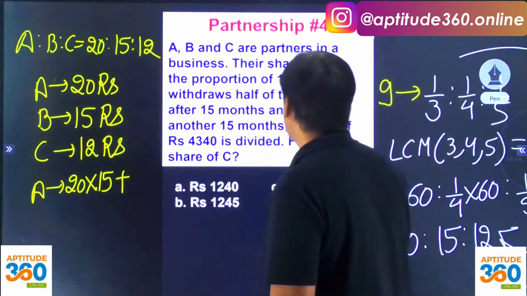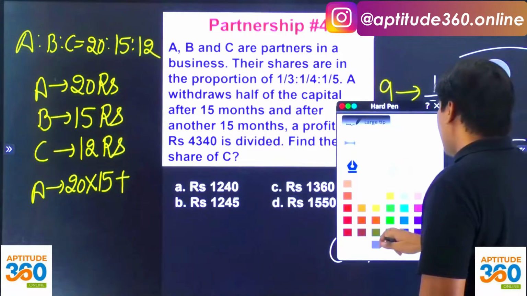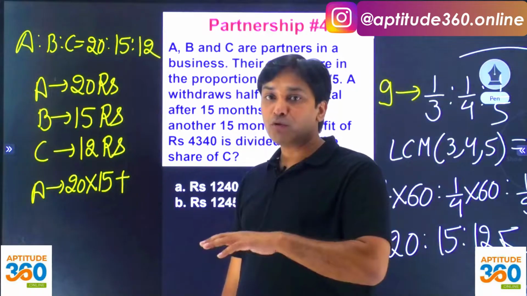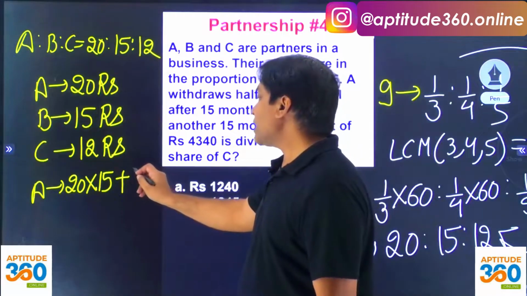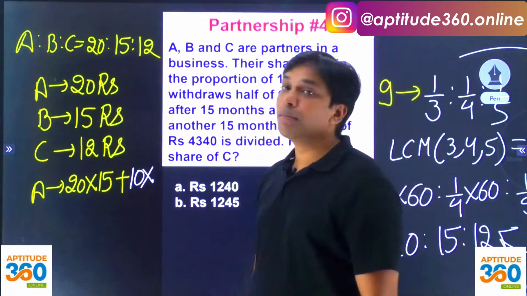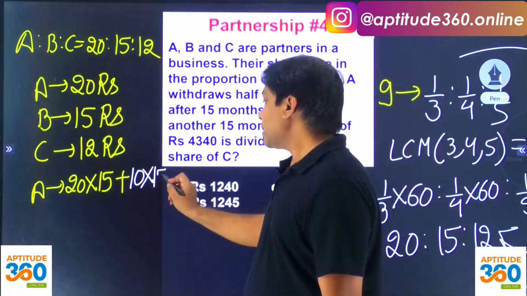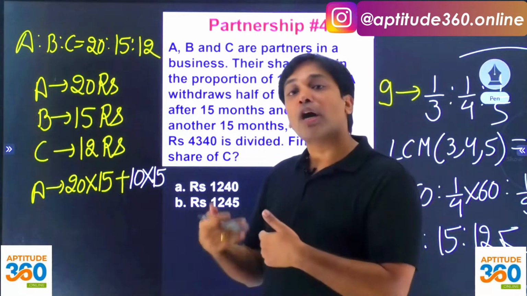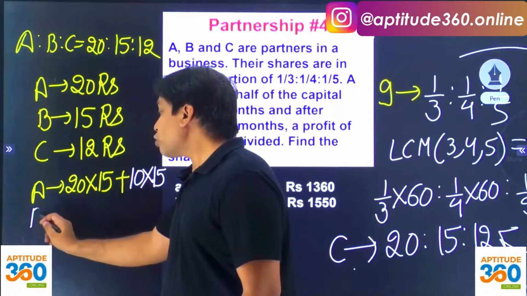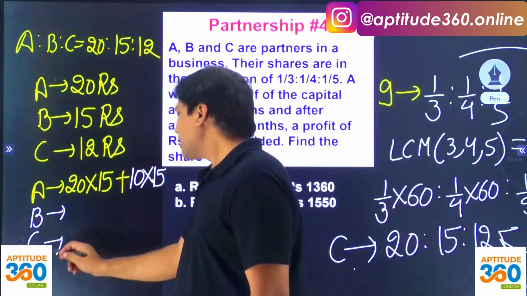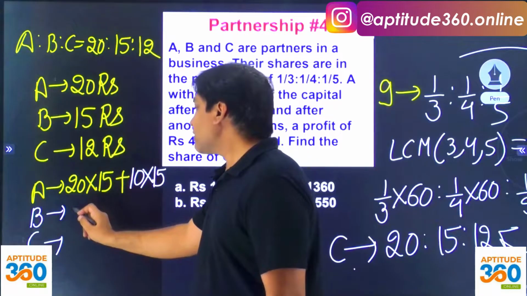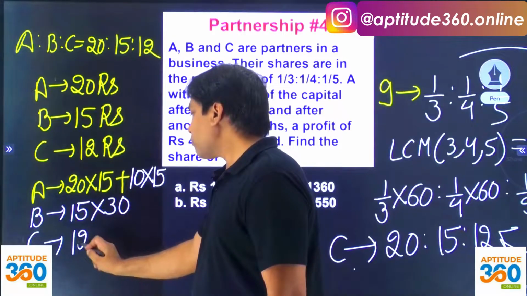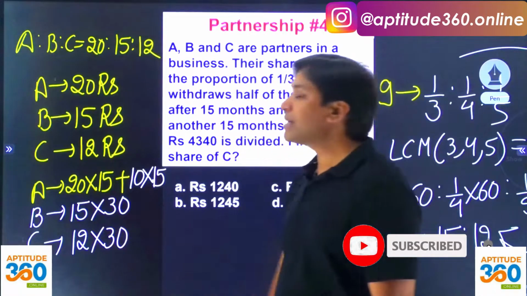And then A has withdrawn half of the capital. So if A has 20 rupees, half of 20 rupees is 10 rupees. So 10 rupees is gone. What is that A is left with in the business? A is left with 10 rupees. So for the further 15 months, amount and time should be multiplied. Now the amount is 10 rupees. Now what is going to be for B and C? They are not saying anything. So B का कितना होगा? You have taken 15 rupees for 30 months and 12 rupees for 30 months. है ना भाई, simple.